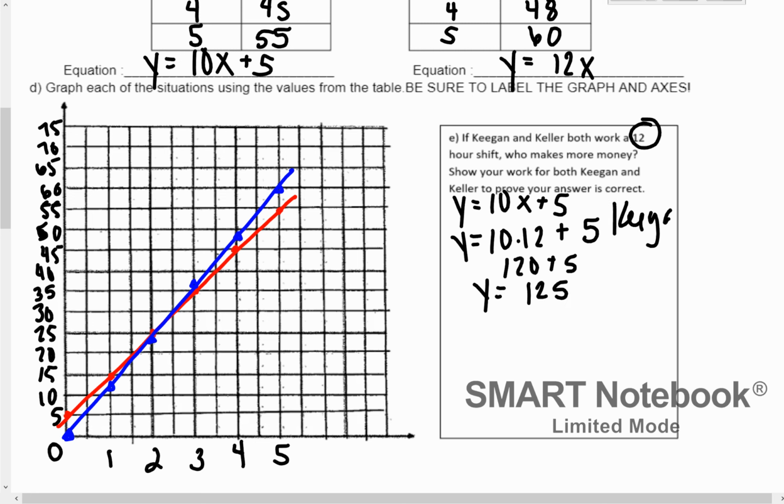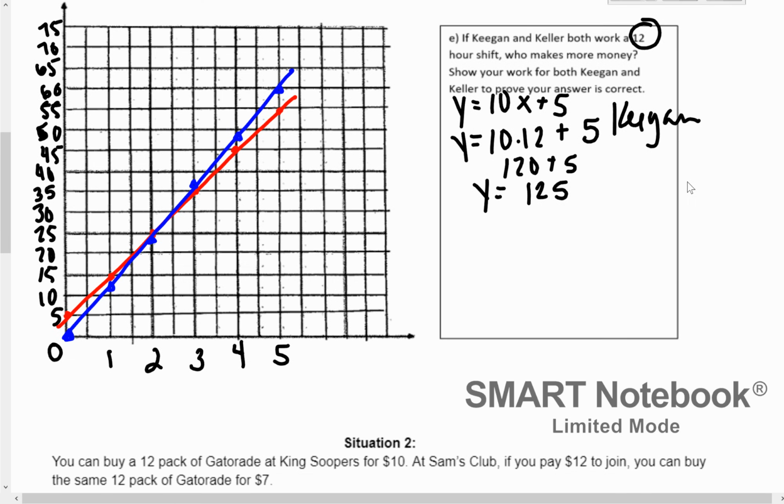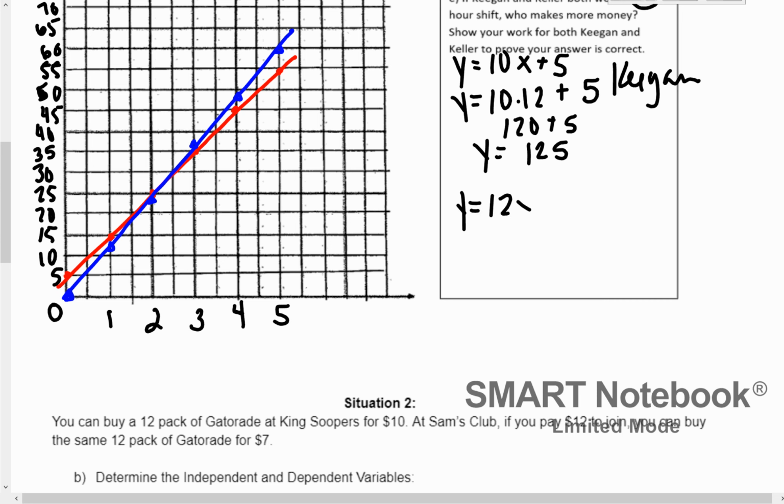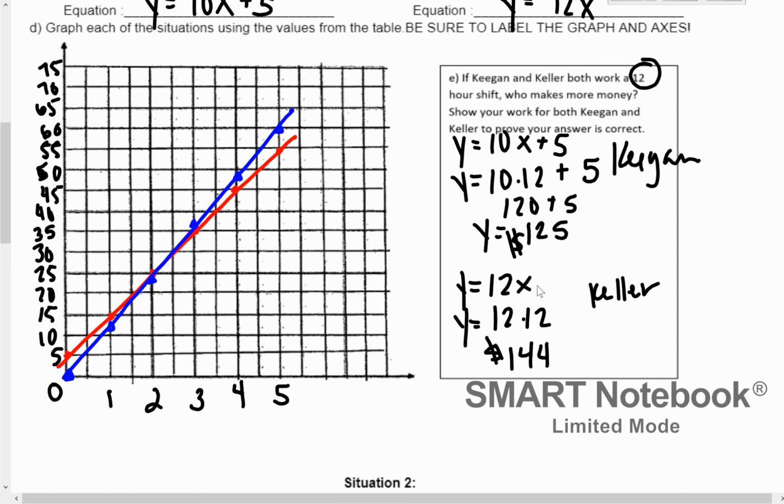Let's put his name there so we don't forget who is who. And then Keller, his equation is y equals 12x. We just multiply. This is Keller: the number of hours times how much he makes each hour. So we do 12 times 12, which would be $144. So our answer to this would be Keller makes more money because he makes $144, where Keegan only makes $125. Okay, in that explanation, we would want to use those dollar amounts so that we're giving some sort of proof.